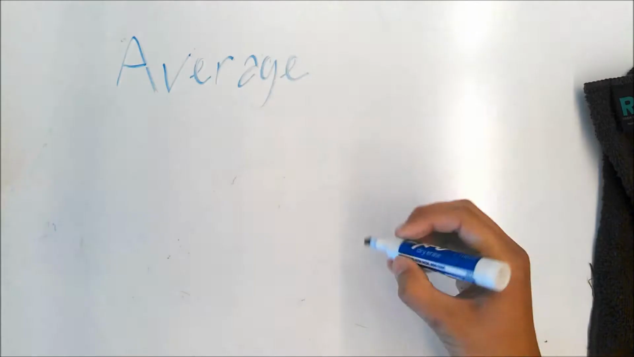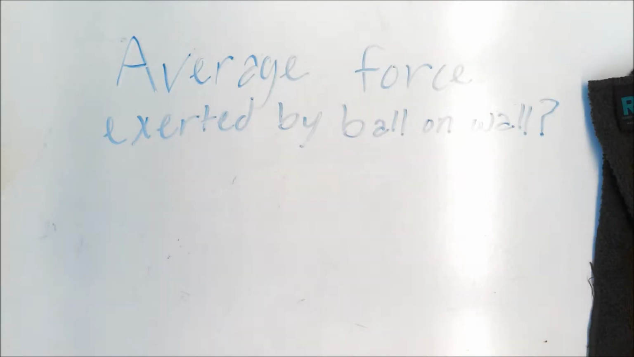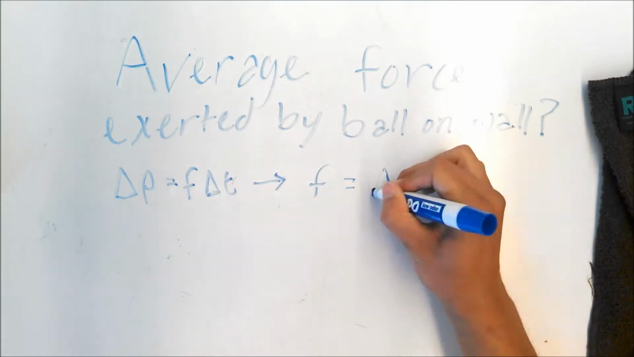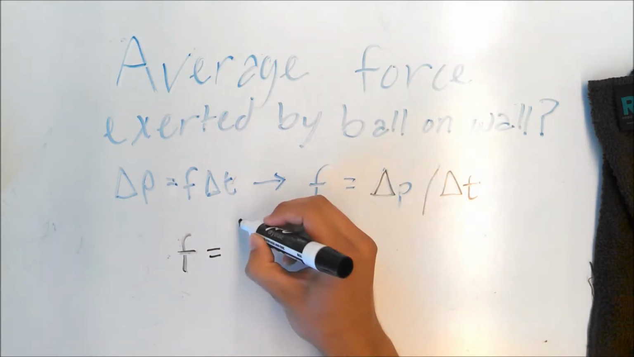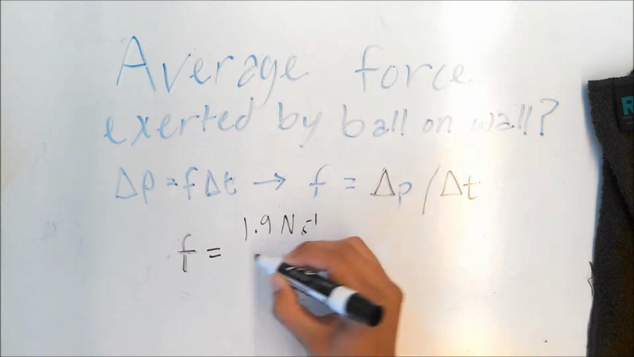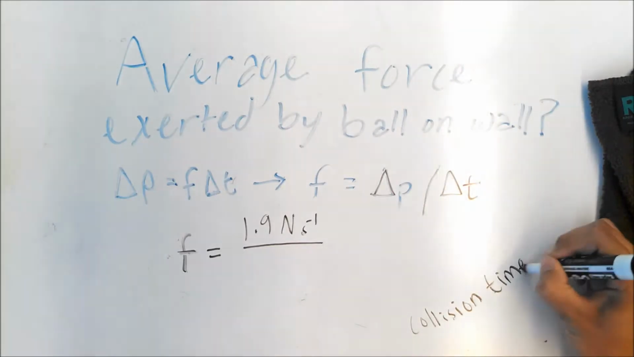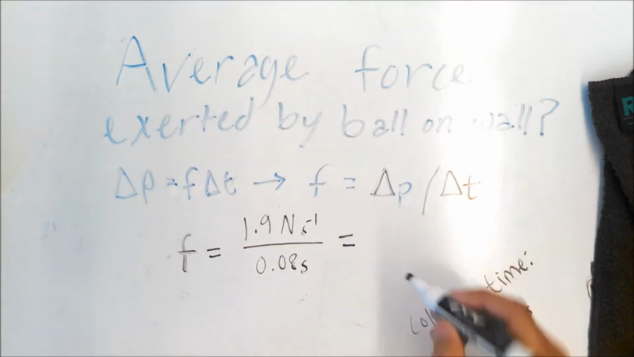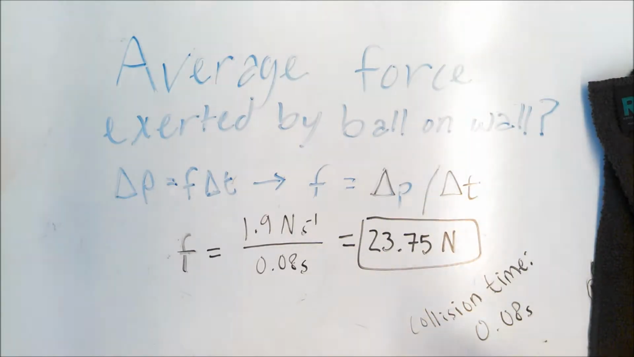The next part of the question asks that we find the average force exerted by the ball on the wall. In order to do this, we need to use the equation impulse equals force times change in time. Through a little manipulation, we can then make it into force equals the change in momentum over the change in time. From the previous question, we found that the change in momentum was 1.9 newton seconds, and it is given that the collision time is 0.08 seconds, and we can then plug this into the equation, and it turns out that the average force exerted was 23.75 newtons.